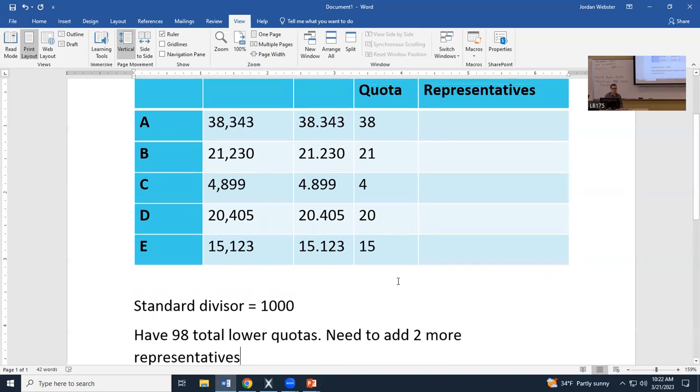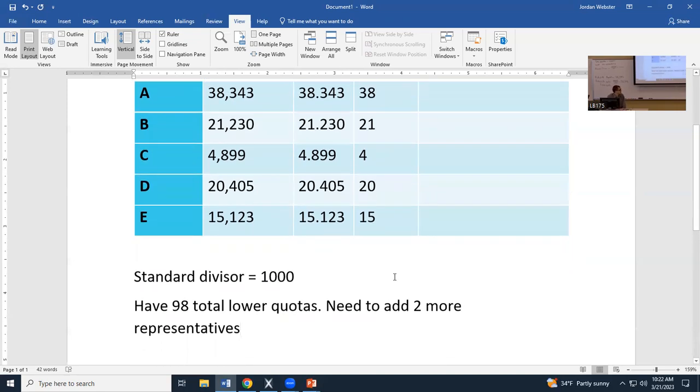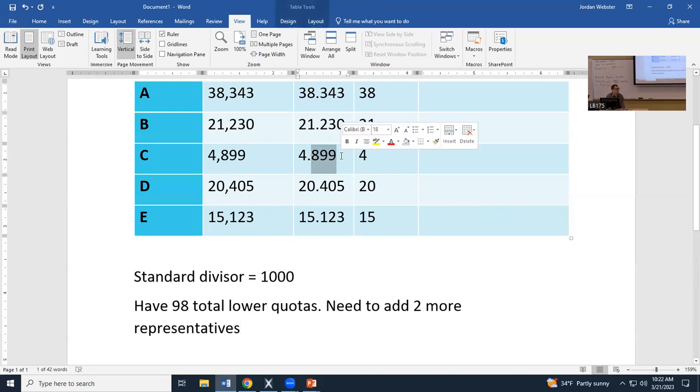So we need to add 2 more representatives. Everybody okay with that? So what we go back up and do is we say, what were the highest decimals that we lopped off? I ignore the whole number part and I just look at the decimal version. Here we have 0.899. There's nothing bigger than 0.899 out there. So that is the highest decimal that I lopped off. So I'm gonna add one representative to District C.